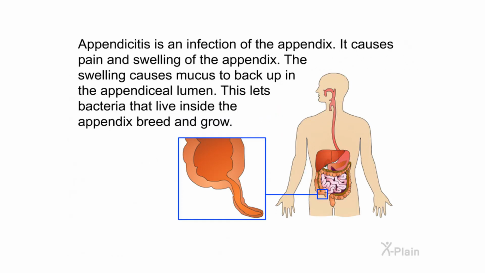Summary. Appendicitis is an infection of the appendix. It causes pain and swelling of the appendix. The swelling causes mucus to back up in the appendiceal lumen. This lets bacteria that live inside the appendix breed and grow.